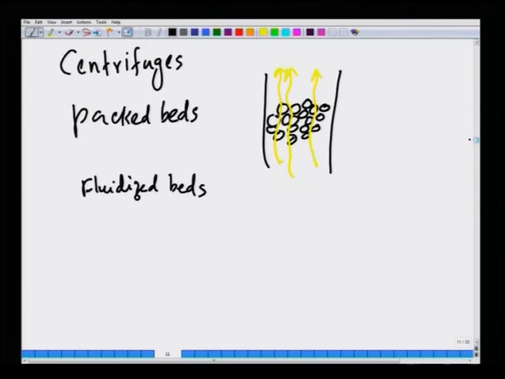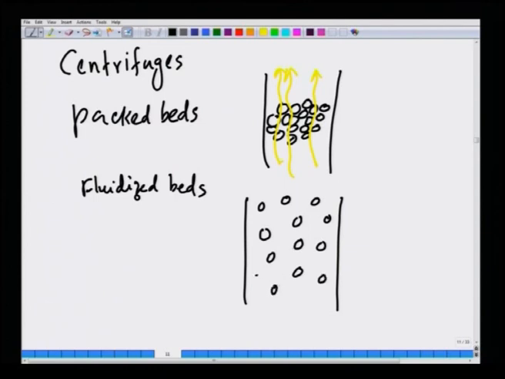wherein you have the motion of fluids through a bed of particles, but the particles themselves are no longer static, but they are also in some sense fluidized or suspended. So, they are also in a state of animated motion due to the fact that the drag force exerted by the fluid on the particles exceeds the weight of the particles. So, the bed of particles starts fluidizing after some velocity. All these are examples of motion of particles in a fluid.